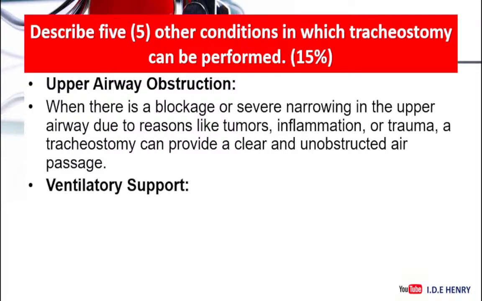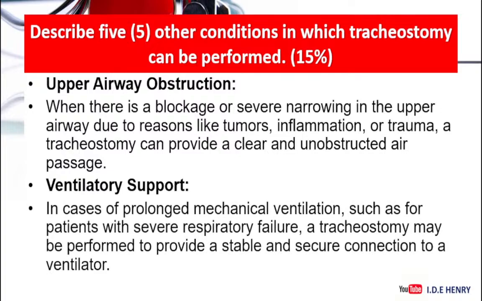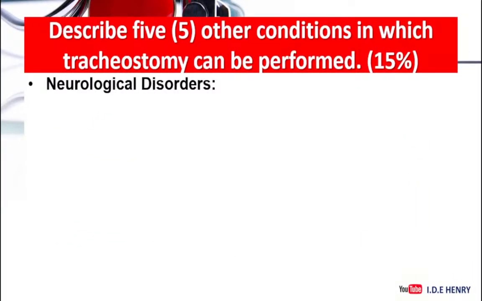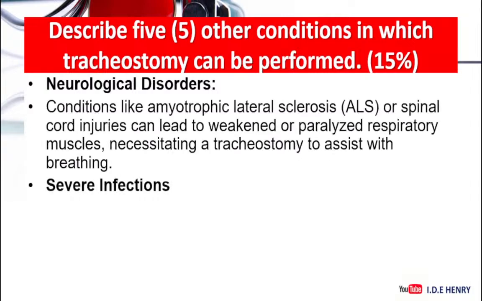Secondly, ventilatory support. In cases of prolonged mechanical ventilation, such as patients with severe respiratory failure, a tracheostomy may be performed to provide a stable and secure connection to the ventilator. Next, neurological disorders. So these neurological disorders include amyotrophic lateral sclerosis or spinal cord injuries, which can lead to weakened or paralyzed respiratory muscles, necessitating a tracheostomy to assist with breathing.